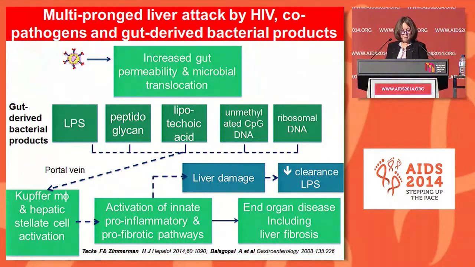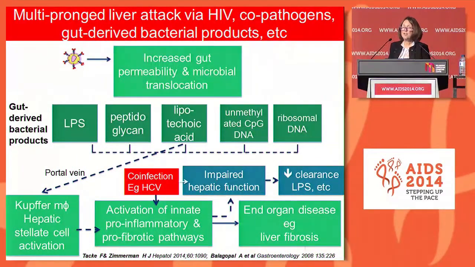The gut-derived bacterial products can also go to the liver and stimulate Kupffer cells and hepatic stellate cells. We know less about the pathogenesis here, but it seems that both of these can in turn activate innate immune pathways, pro-inflammatory pathways, and pro-fibrotic pathways, contributing to liver damage and decreasing the clearance of LPS, which then exacerbates this whole loop and contributes to the development of end organ disease, including liver fibrosis.